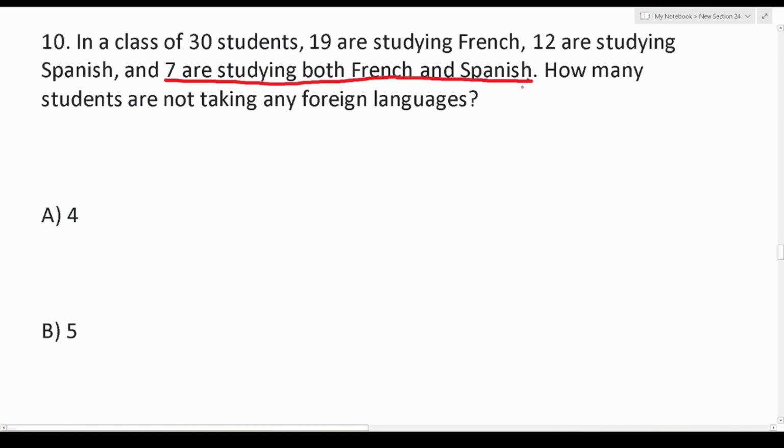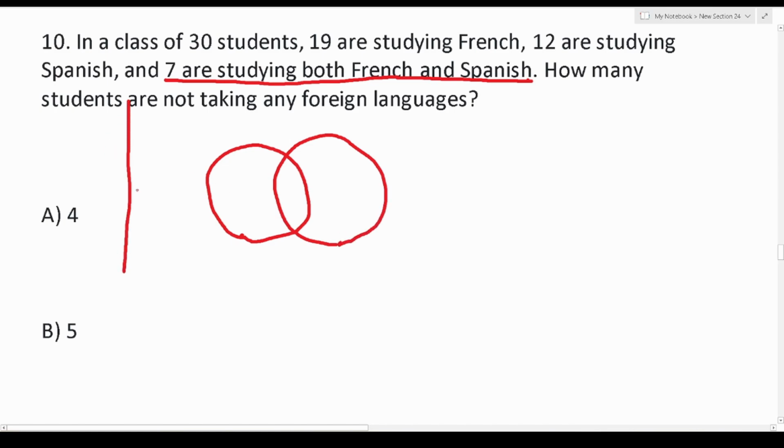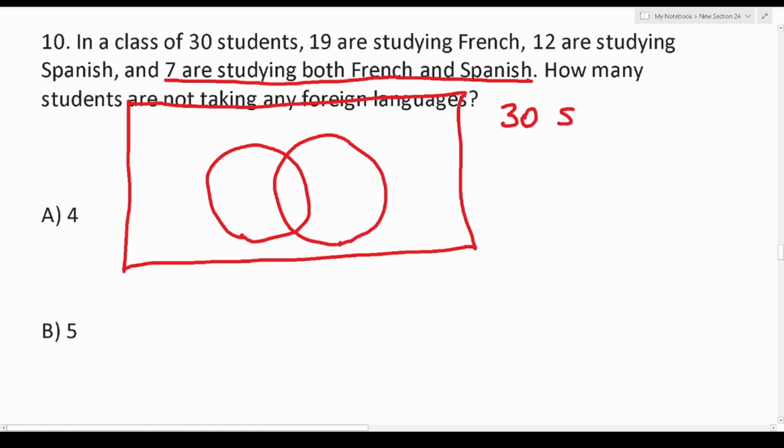When I think about two groups in which there's overlap, I think about a Venn diagram. So I'm going to make a Venn diagram here to represent this problem. More specifically, I'm going to enclose it with a box. And we need to know right off the bat that we're only dealing with 30 students in total. Okay? And the middle of this Venn diagram represents the number of students who are taking both French and Spanish. That's going to be 7. That's right here in this problem.